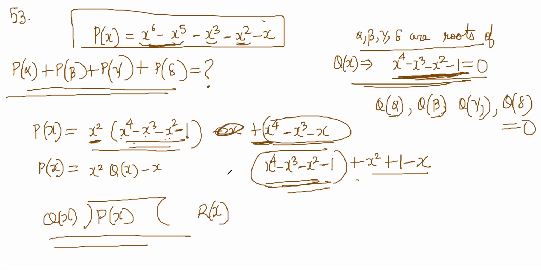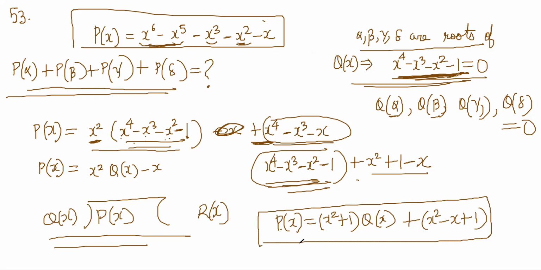Correct. So basically I'm saying my P(x) is equal to (x square plus 1) into Q(x) plus x square minus x plus 1. This is the thing. So where's the x square? Achha, yeah, correct.